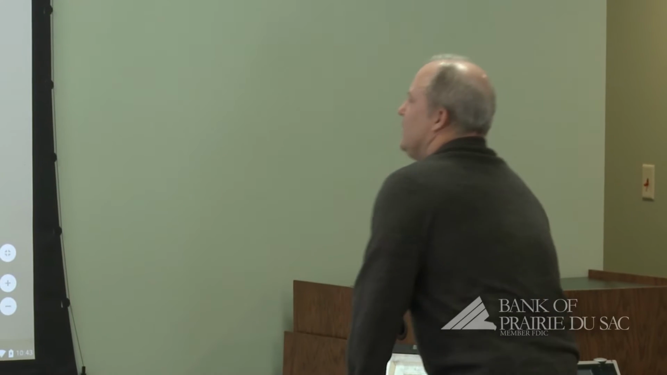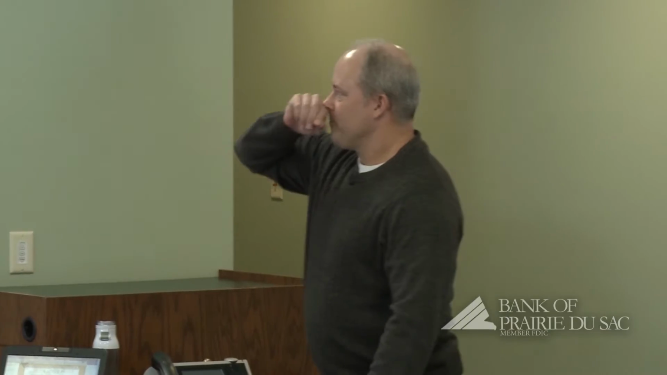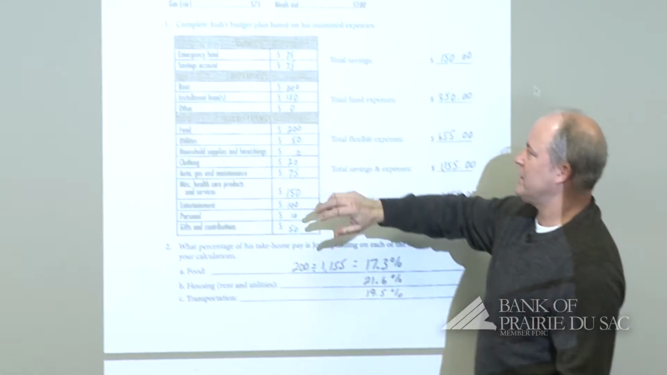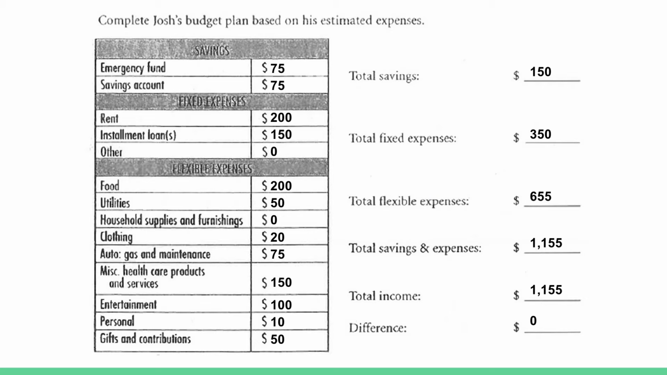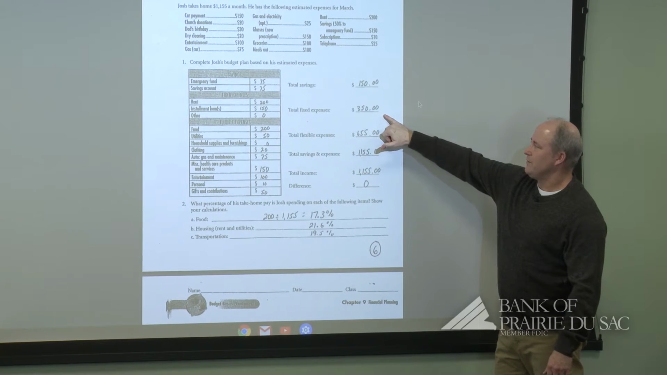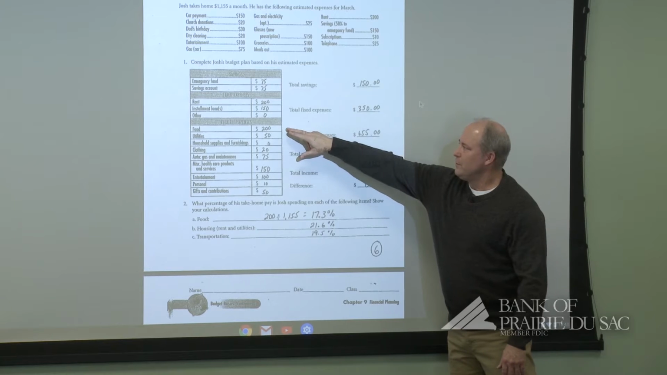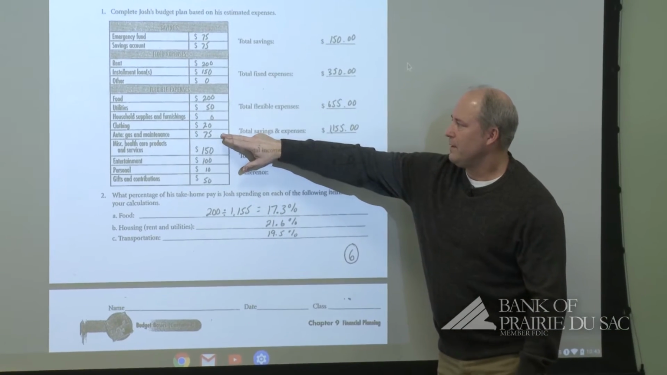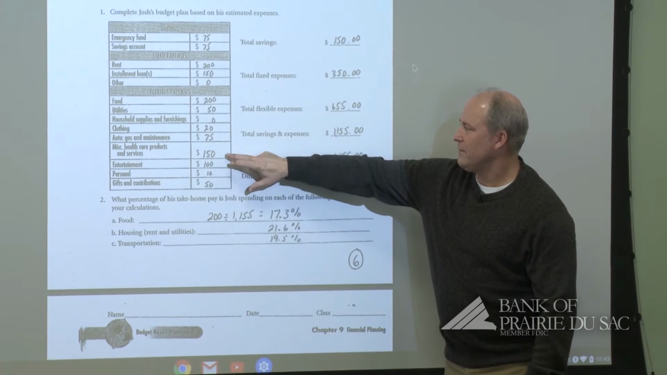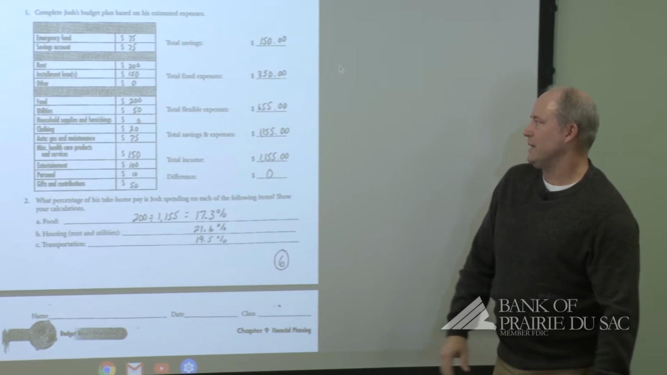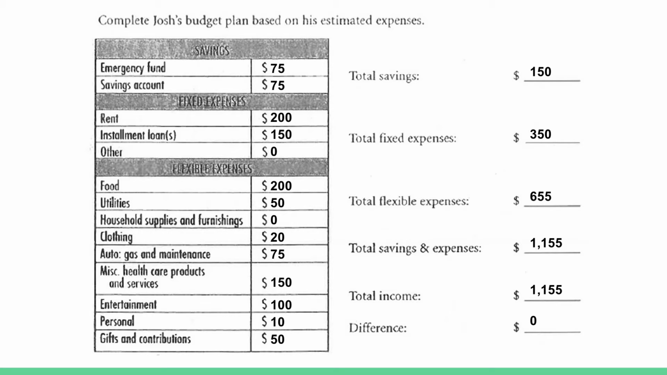All right. So this is where I put things. We had the $150 in savings, so 75 to the emergency, 75 to the savings account, $200 rent, $150 for his installment loan for his car loan. So it meant that he had total fixed expenses of $350. Food, $200, utilities, $50, clothing, $20, gas and maintenance of his car, $75, $150 for his glasses, $100 for entertainment, $10 for personal, $50 for gifts and contributions. So total flexible expenses of $655.